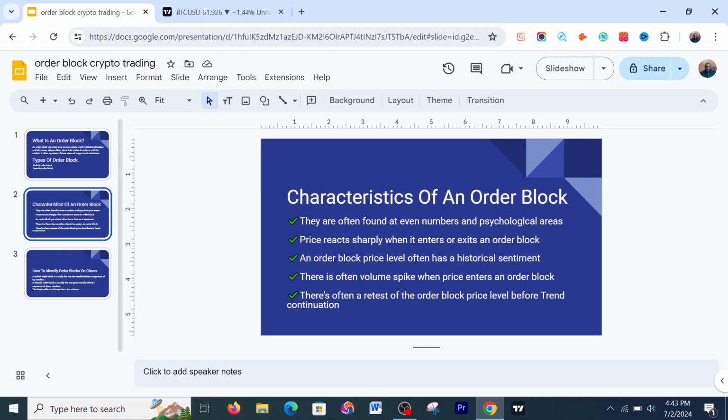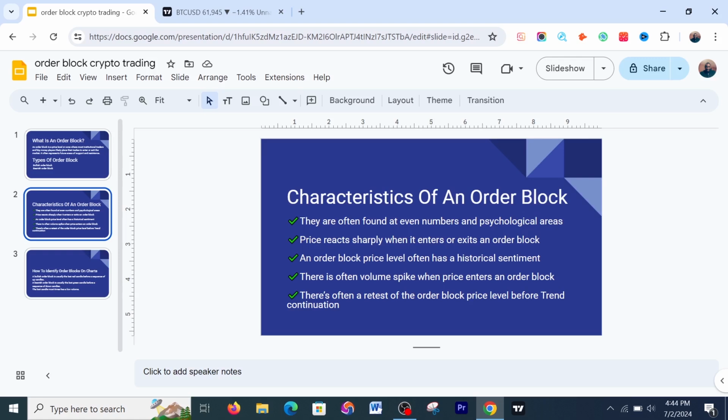The next is that an order block price level often has a historical sentiment. Take for instance when BTC got to 69K, that particular place had a lot of order blocks because a lot of people wanted to sell off. You could call it resistance, but it's not really resistance, because a lot of people were very inclined to sell off their BTC at 69K. Why? Because it has a historical sentiment of, oh, this was the last place it ever got to. So a lot of people were keeping their sell orders at that level. That constituted an order block.